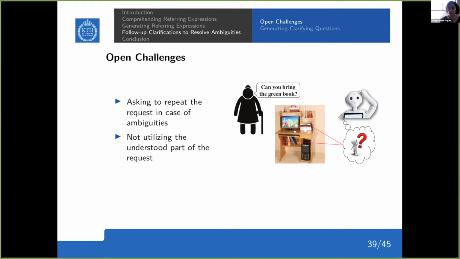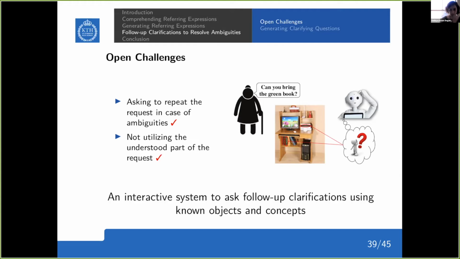Also, whenever there are ambiguities or unknown parts in the user's request, there might still be some known parts that the robot could understand, and it can focus on the understood part of the request to ask for clarifications, but the existing methods didn't aim to address these challenges. So we suggested an interactive system to ask for follow-up clarifications using the familiar concepts and the familiar objects in the request and in the environment to resolve the ambiguities.